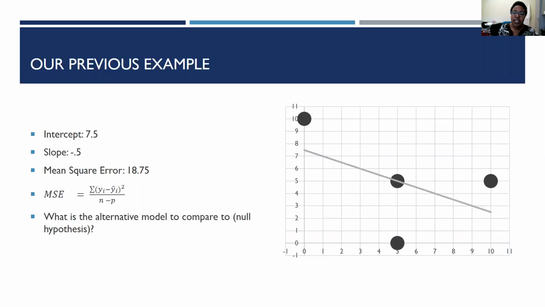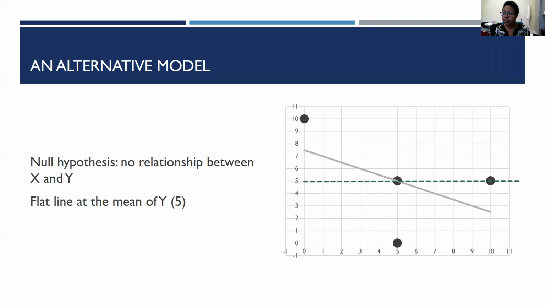In regression, we use the multiple mean squares to compare models to each other. So we need some sort of null hypothesis in order to compare this model, right? What's usually the null hypothesis in statistics? Well, it's that there's no relationship. So we're going to use the null hypothesis of no relationship as an alternative model in order to compare our mean square error with another mean square.